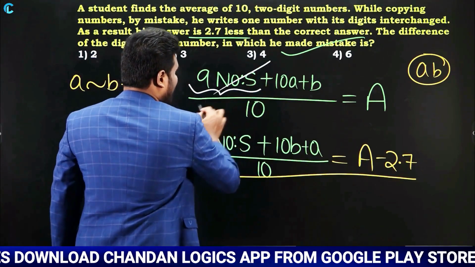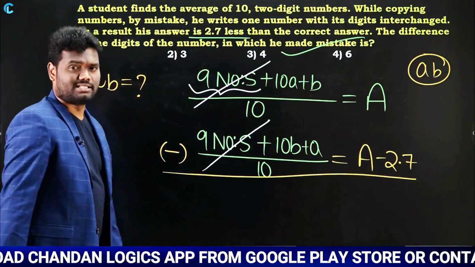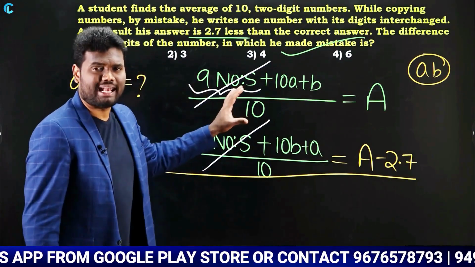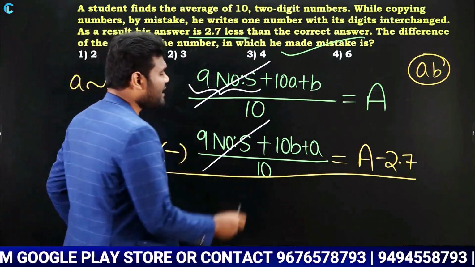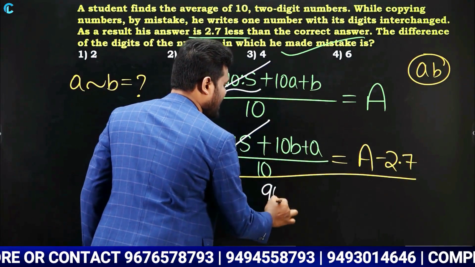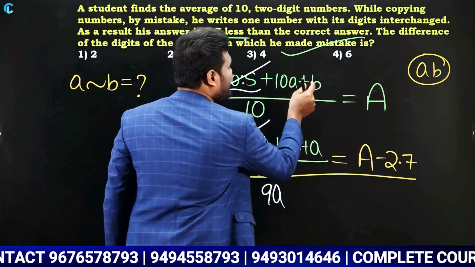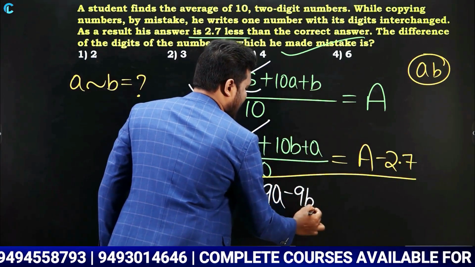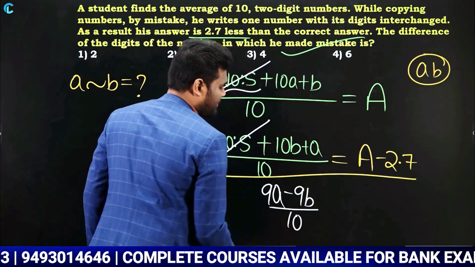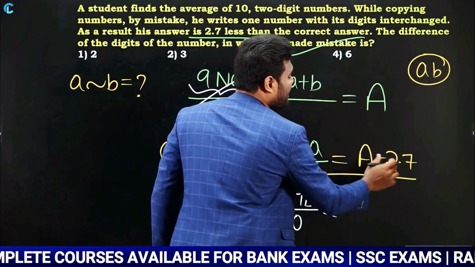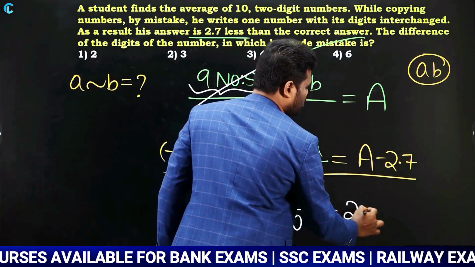If you are going to subtract this, the 9 numbers and 9 numbers get cancelled. Why? Because these 9 numbers are exactly the same. So the 9 numbers get cancelled. Now if you subtract here, 10A minus A is nothing but 9A. Similarly, B minus 10B is nothing but minus 9B. As it is the average, divide by 10, and the difference is 2.7.